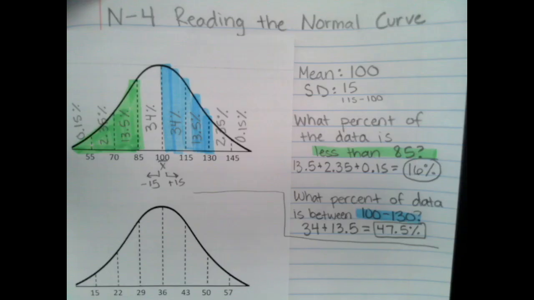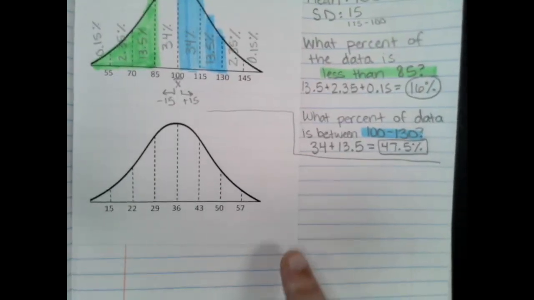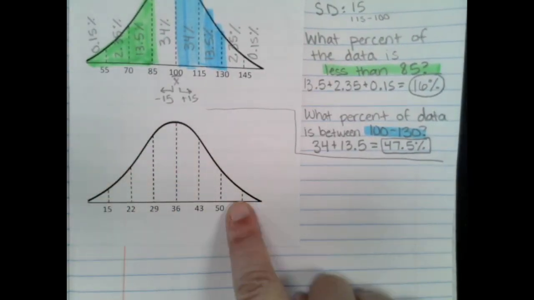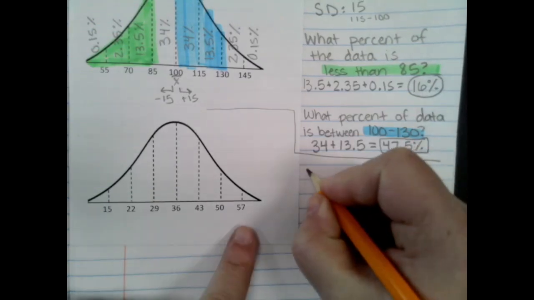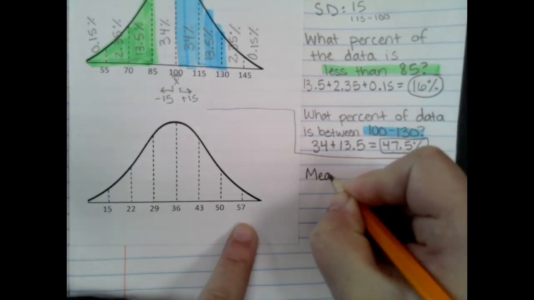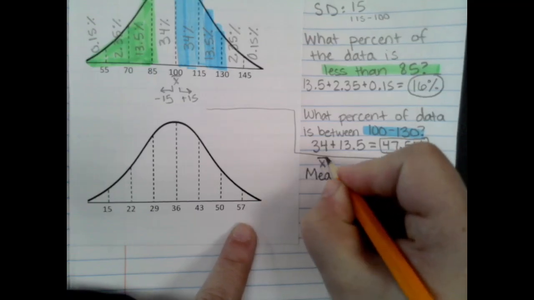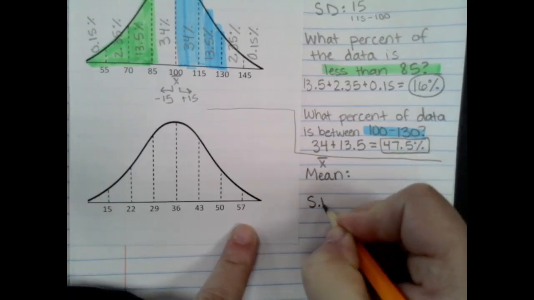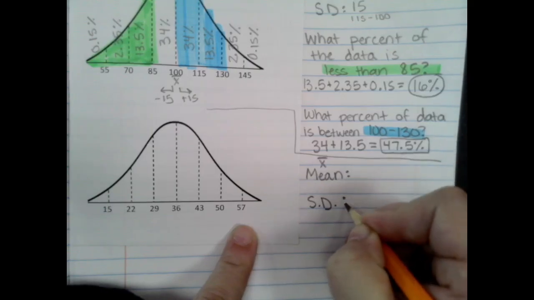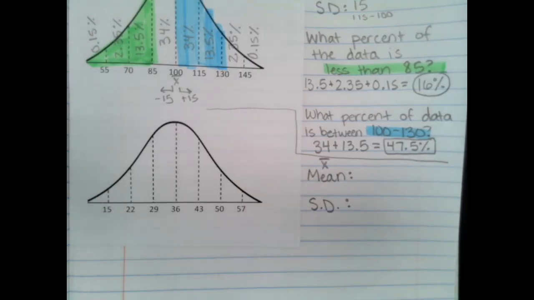All right, last one here. As we take a look, the first thing we're going to do when we read this is decide from our number line what our mean and what our standard deviation are. Remember, mean is the same thing as x bar, and standard deviation is just asking what we are counting by. So where is that mean located in the curve?